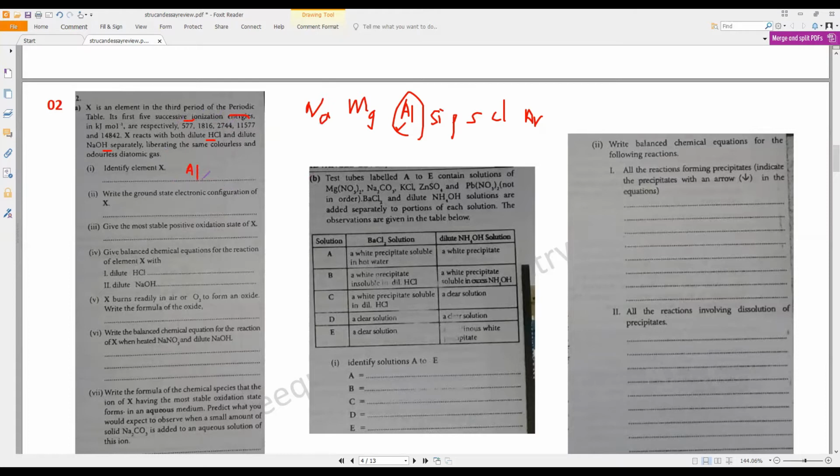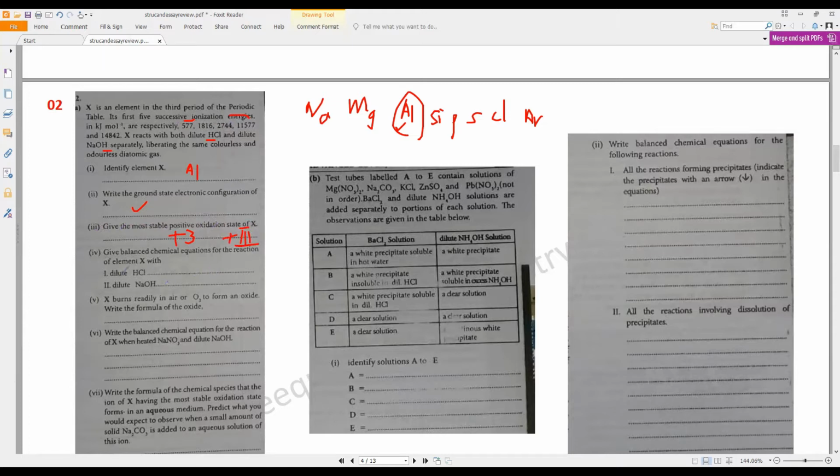This is straightforward. Then you can write down the configuration: 1s2 2s2 2p6 3s2 3p1. And give the most stable positive oxidation state. Aluminium will be present in the +3 oxidation state. You can write it like this, or just put it in Roman form, +III.